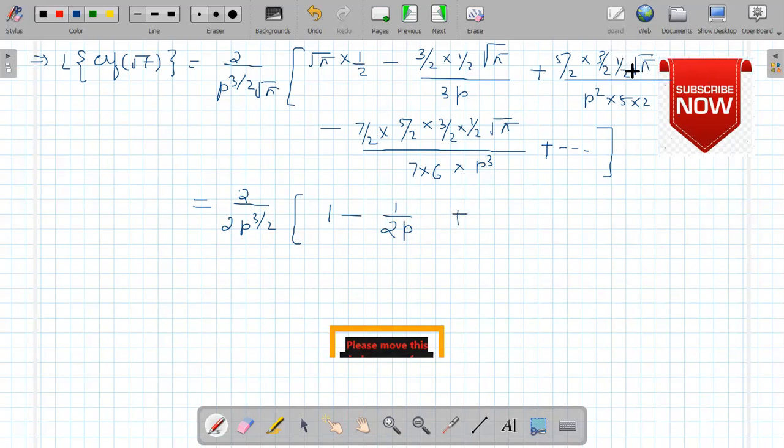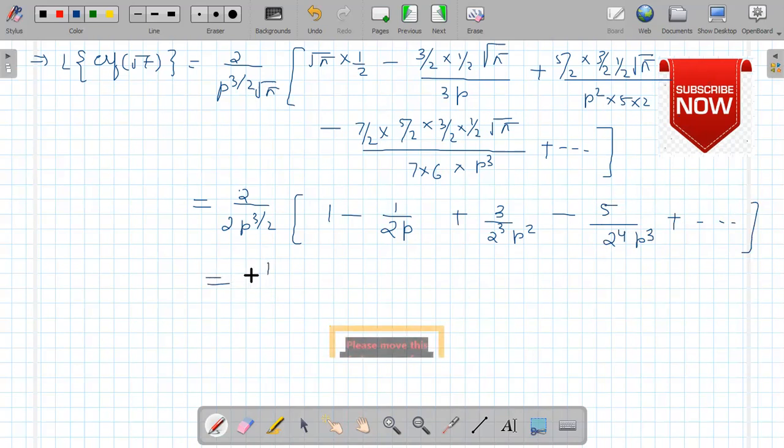Here 5 and 5 will cancel with this 5 and we have 3 upon 8, that is 3 upon 2 raised to the power 3, p square. Minus 7 will cancel with 7, it is 5 divided by 2 raised to the power 4, p cube, and so on.